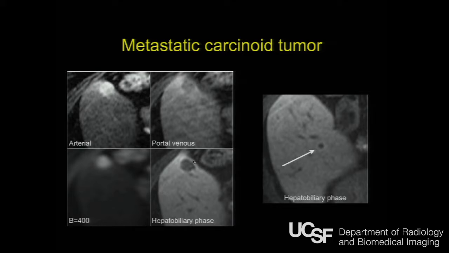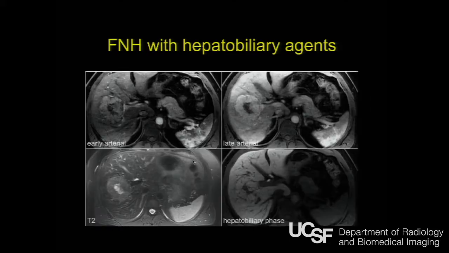And the key point with Eovist or hepatobiliary phase imaging is that we have a very high sensitivity for small metastases. It's the best way to see small metastatic disease. Colorectal cancer, very good. Pancreatic cancer, neuroendocrine tumor. This is the best way to see small metastatic disease in the liver.